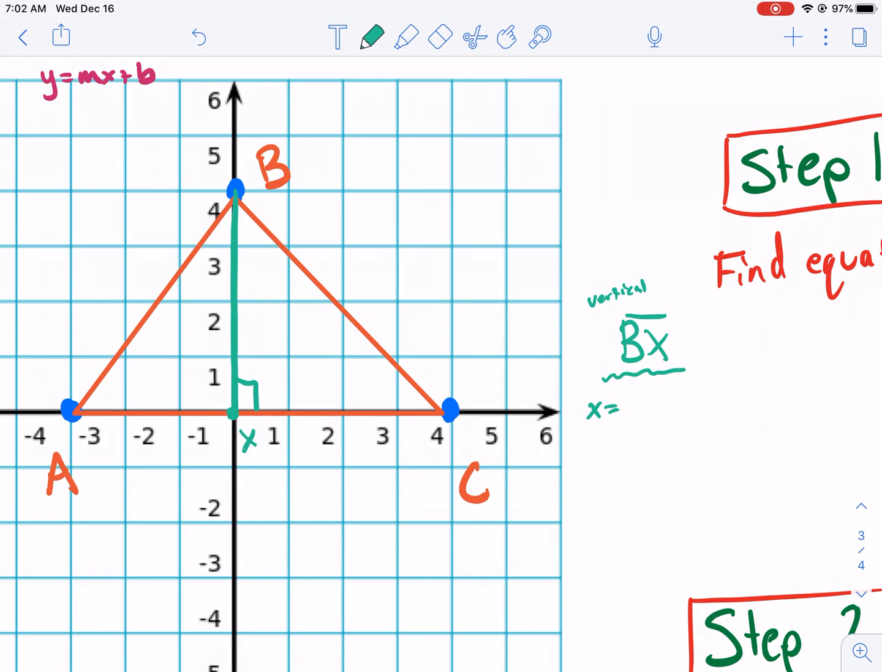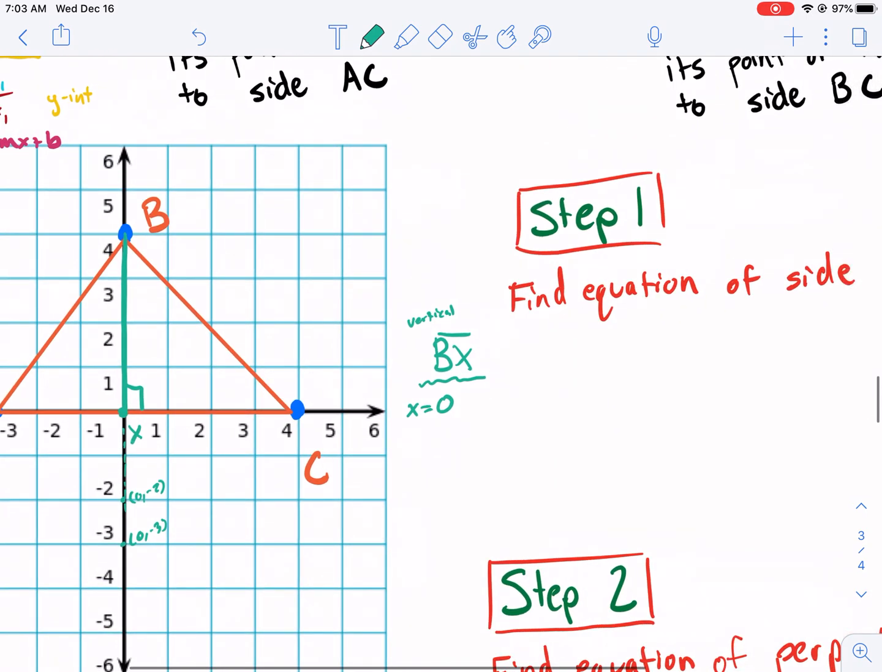So x equals what? It's going to be x equals 0. That's all the places where x equals 0. If we continue this, you see these points all have x equal to 0. This is 0, negative 2. This is 0, negative 3. This is 0, 0 at the origin. It goes through all the points where x equals 0. So we have the equation of a line.